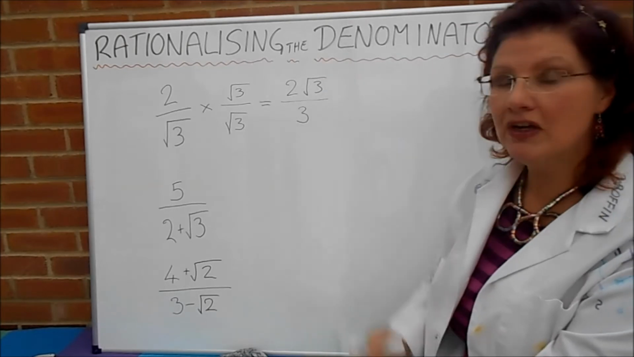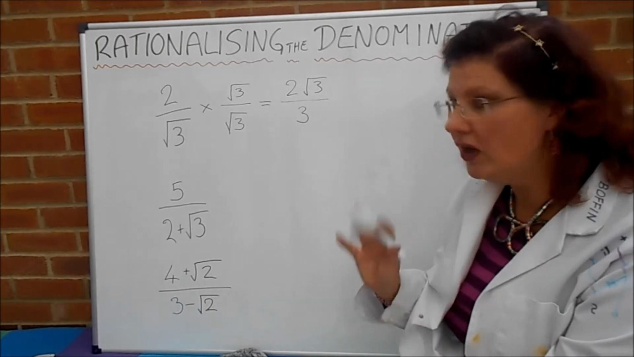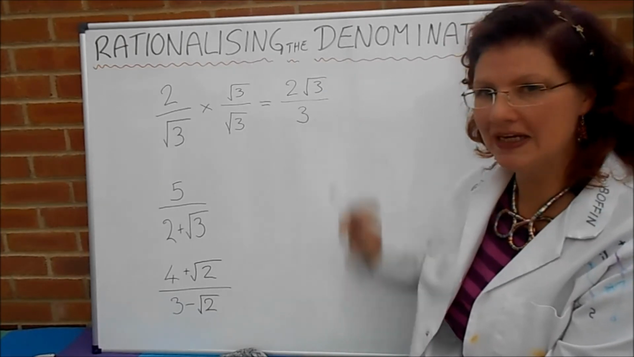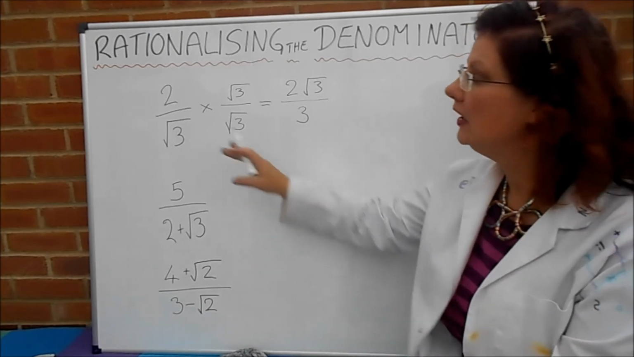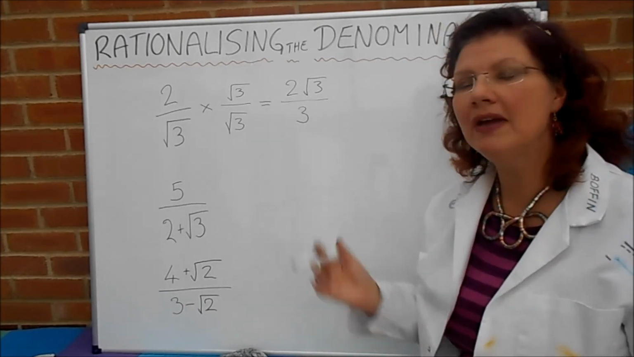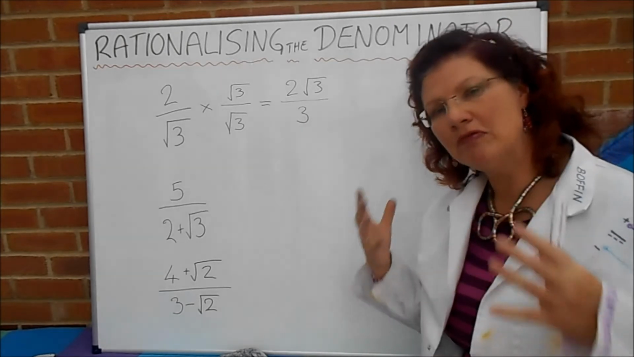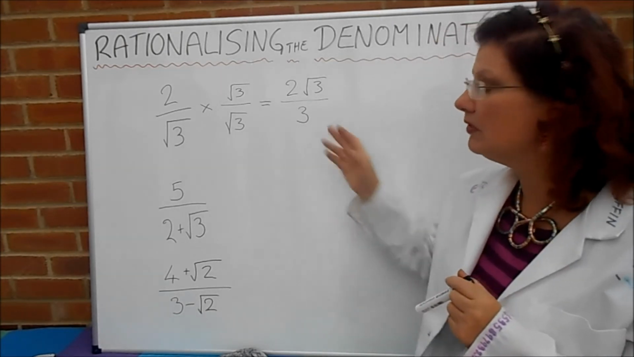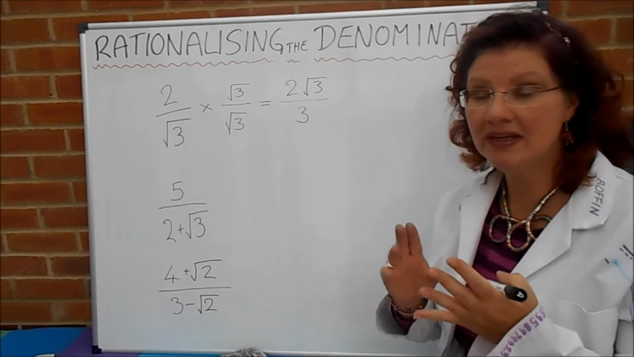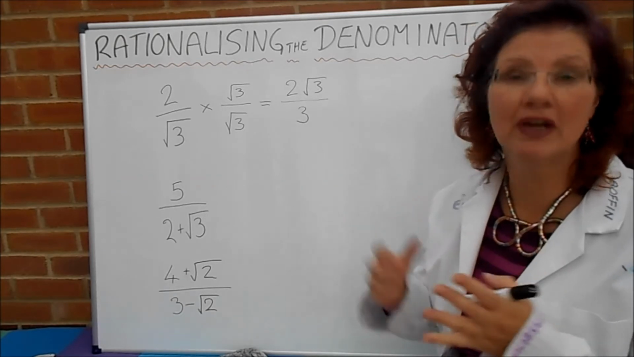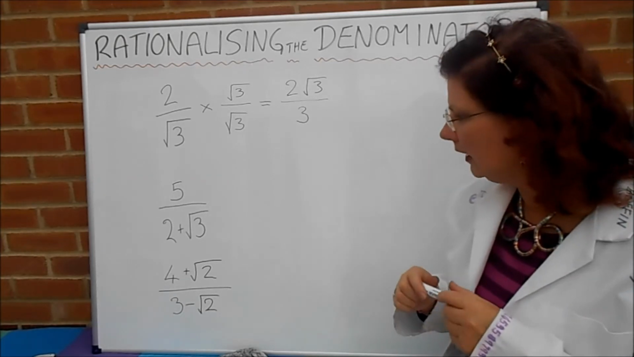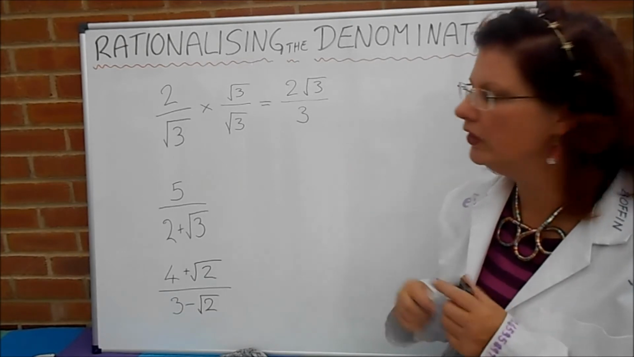We now have an irrational bit on the top, but that's fine because we've got a rational denominator. So easy peasy. If you've just got a root on the bottom, just multiply by that and it will instantly become a rational number. Rational numbers are any numbers you can write down exactly, basically integers, terminating decimals, fractions, that kind of thing. Or yeah, the nice repeating decimals like 1/3.